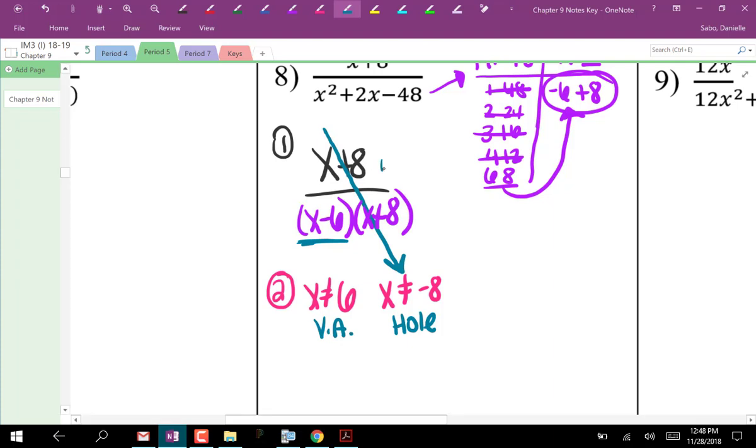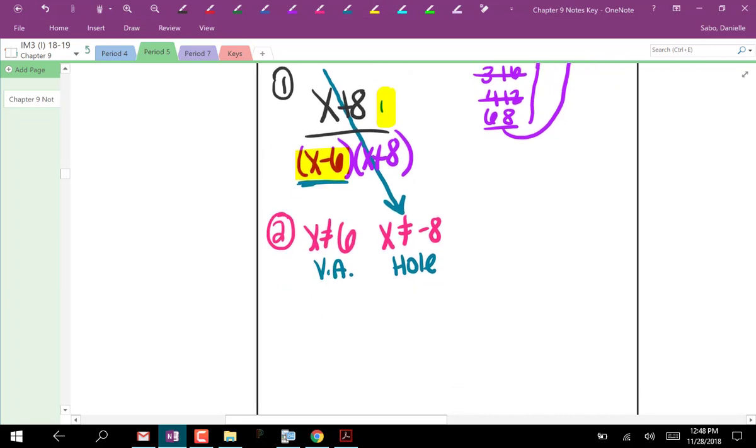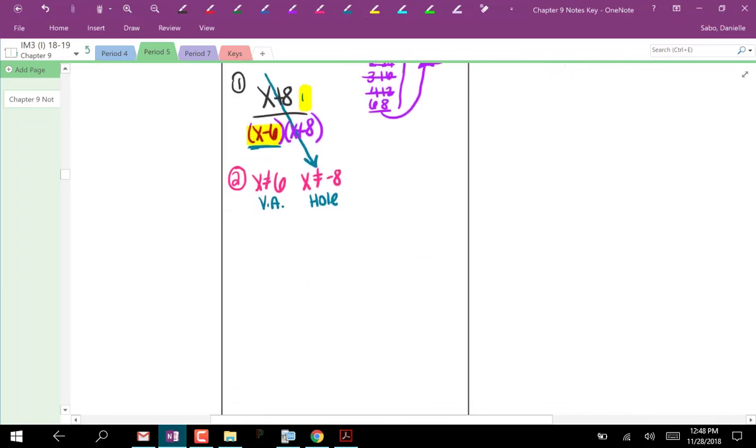So there is a 1 left on top. I'm going to take my highlighter. 1 over x minus 6 is my final answer here. So step 3, 1 over x minus 6. Okay?